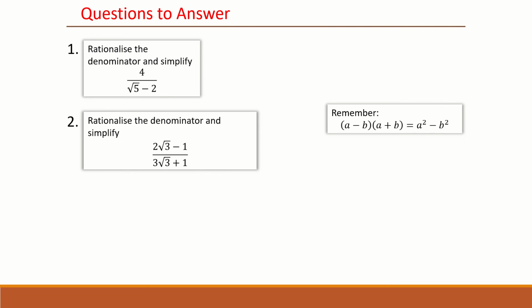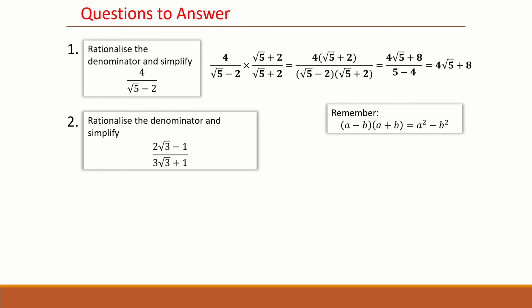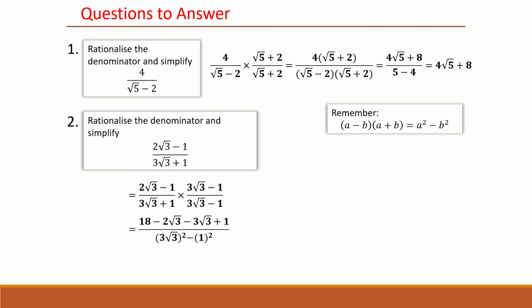Here are some more questions to answer. For the first one, this is the answer. Multiply the top and bottom by root 5 plus 2, which should give you 4 root 5 plus 8 over 5 minus 4, to give you 4 root 5 plus 8. For the second question, multiply the top and bottom by 3 root 3 minus 1, to give you that, which should give you 19 minus 5 root 3 over 26.